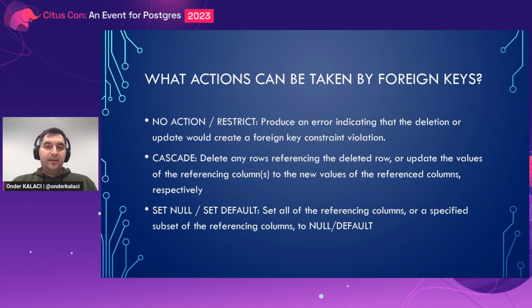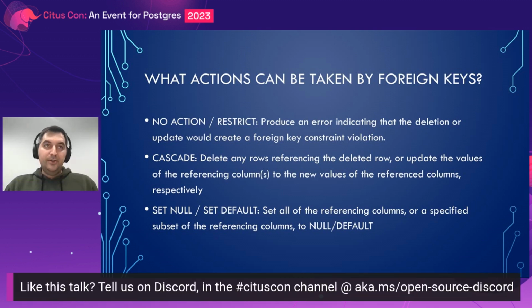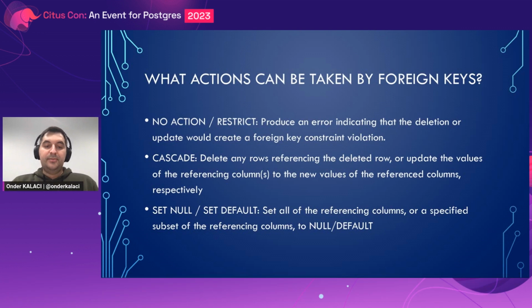But then you could also expect the database to behave differently. For example, you could say that, okay, if a customer is deleted from my database, I want all of its orders also to be deleted from the database. In that case, what you would use is the cascade option. So you could create your foreign key with a cascade option, so that whenever one row is deleted, it cascades to the other table, or similarly, if it's updated, the values in the other table are also updated.